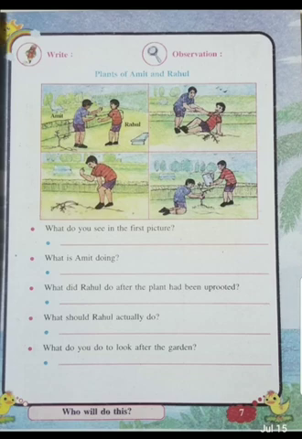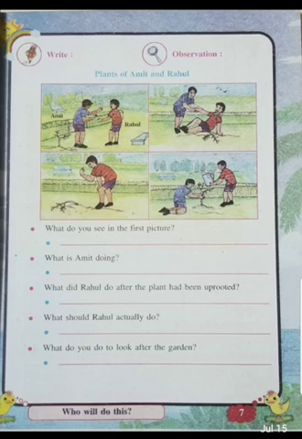See, the pictures are, what is the topic? Plants of Amit and Rahul. What are they doing? See, one is Amit and one is Rahul. They are in the garden. You can see the garden. And they are playing over there. Something they are playing in the first picture.